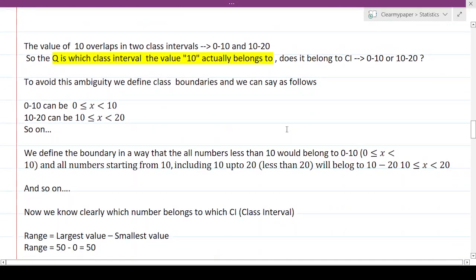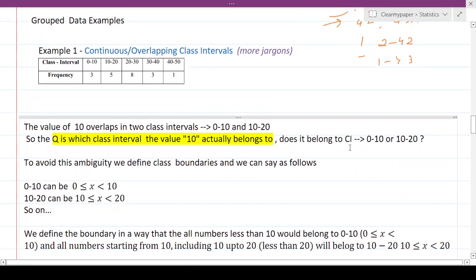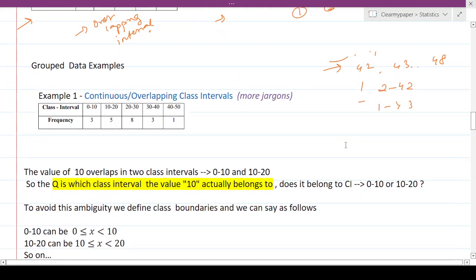And all these things that I have spoken just now, I've already put here. And the way we'll solve this problem, and this we have seen in the context of mean, is for continuous or overlapping intervals. It's another jargon. Either we call it continuous or overlapping, because there's a continuity.